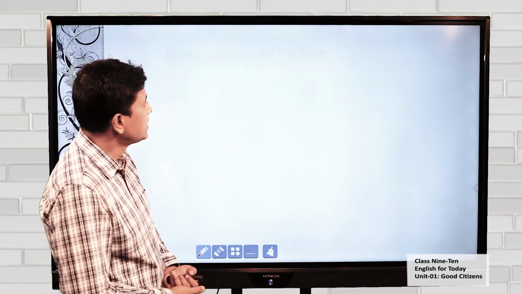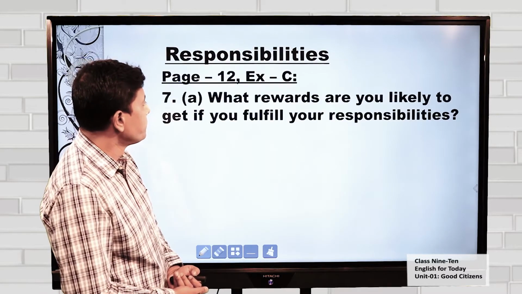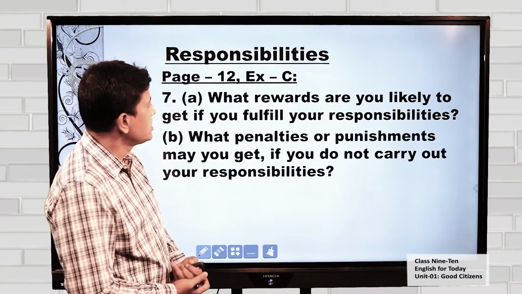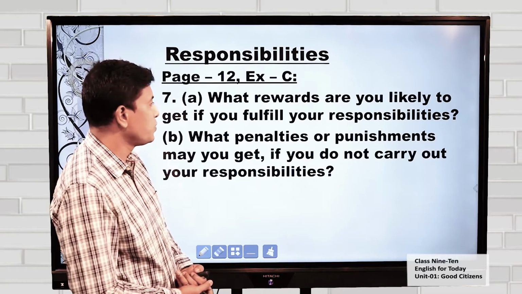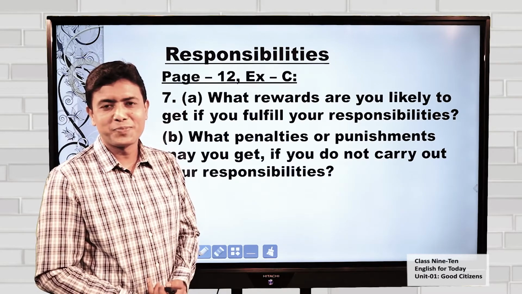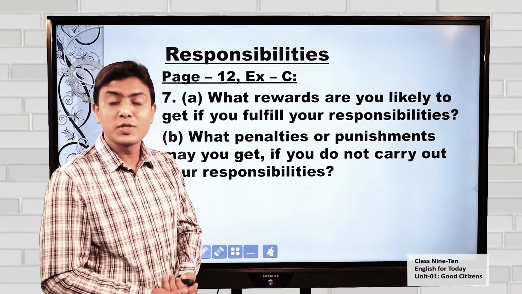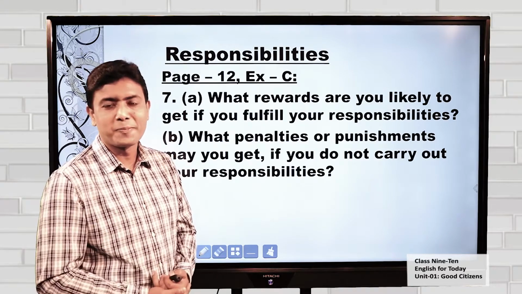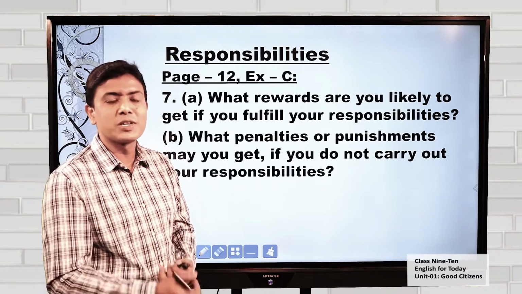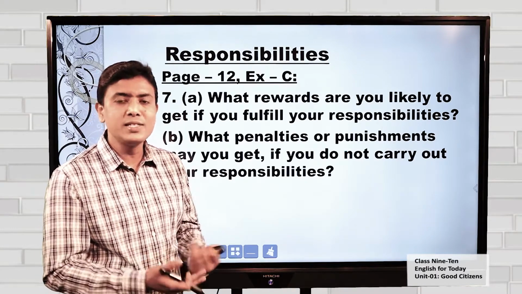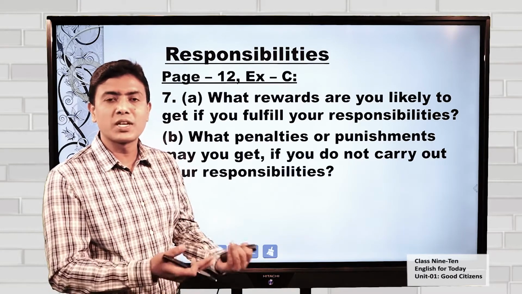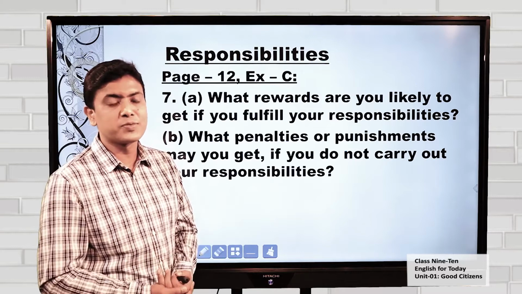Next one, number 7. In fact, there are 2 questions in number 7. What rewards are you likely to get if you fulfill your responsibilities? Of course, in school, if you fulfill your responsibilities, you get good marks. And you get very special rewards from your school authority. Sometimes teachers praise you. Teachers give you very special awards, very special certificates for your duties.